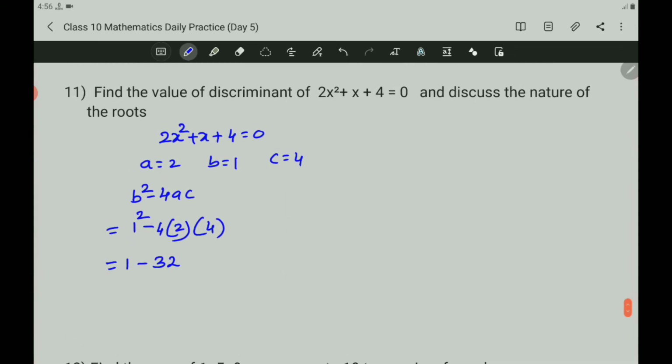Then 1 minus 32 is equals to what? Minus 31. You know that minus 31 is lesser than 0. So you got that b square minus 4ac is lesser than 0. Therefore, here no real roots exist. What is the nature of the roots? No real root exists.